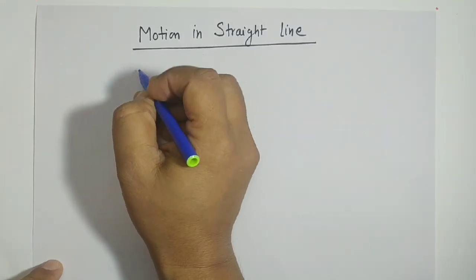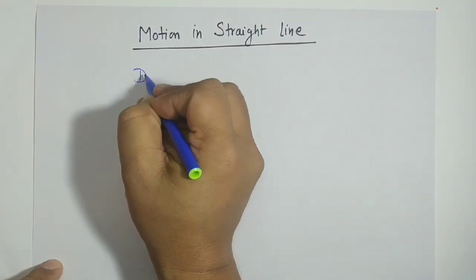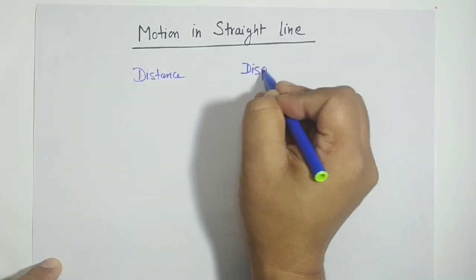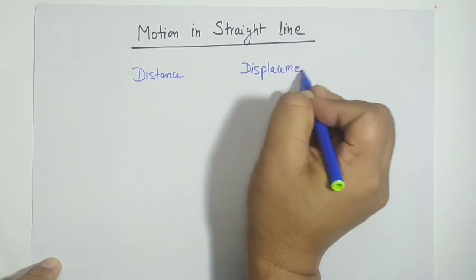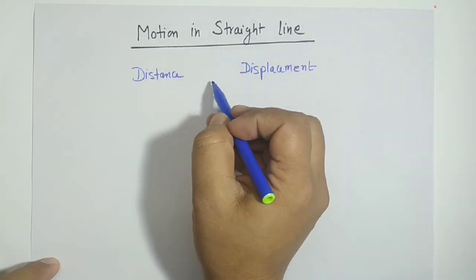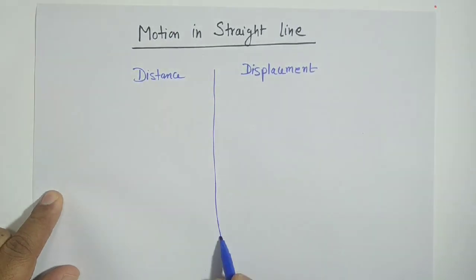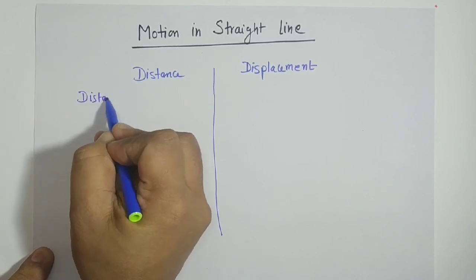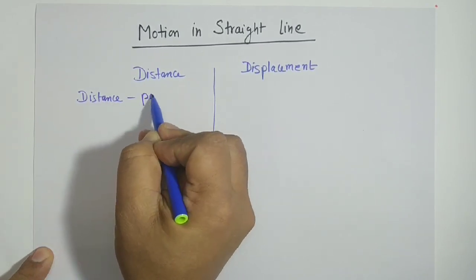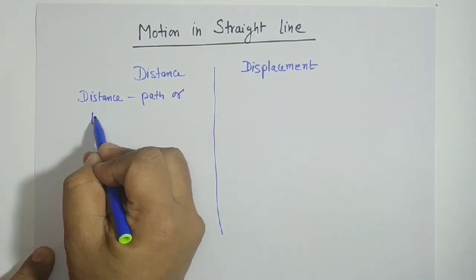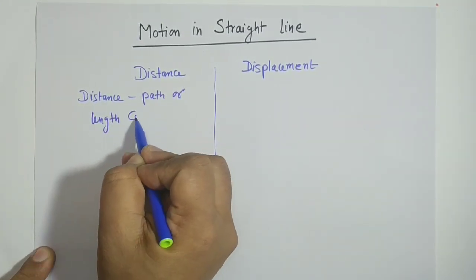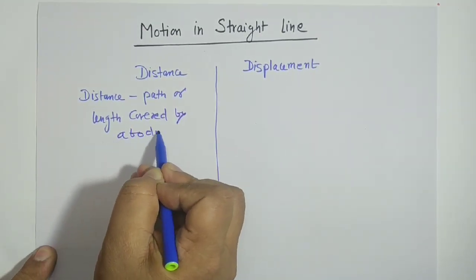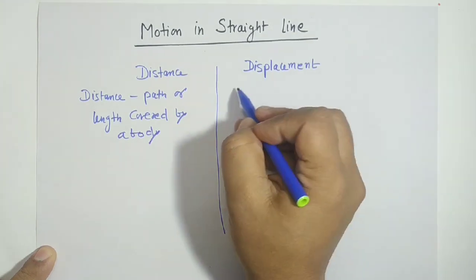One, I think all of you know, is distance, and the other one is displacement. So these are the basic things we are going to start. What is the difference between distance and displacement? Distance is the path or length covered by a body. That is known as distance.